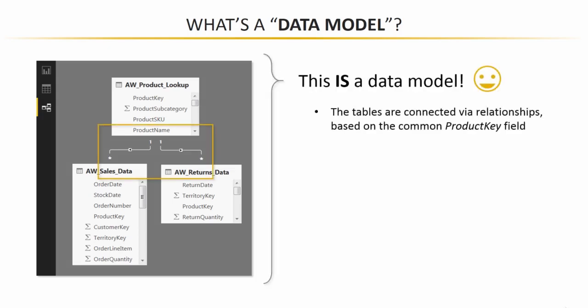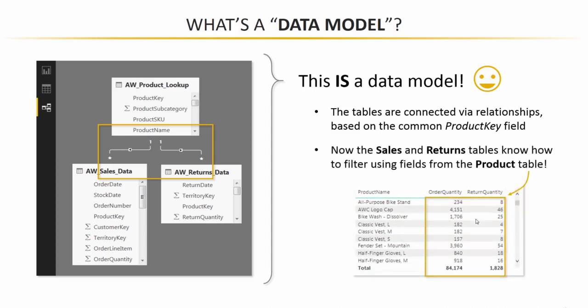And again, it's a data model because the tables are now connected via relationships based on a common field or key, which in this case is the product key column. And without diving into the specifics just yet, what this means is that if we revisit that same analysis, looking at order quantity and return quantity by product names, now we see the correct values, because now the sales data table knows that the product lookup table exists. In fact, it's connected to that product table based on the fact that they share a common product key. And the same story holds for the returns data and its relationship to the product lookup.